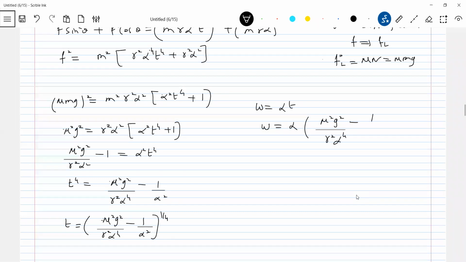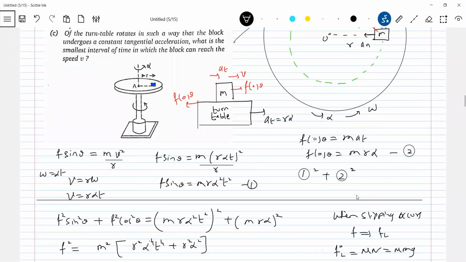You should not get confused here whenever that alpha to the power of 4 comes, as it happens here. You see, in most of the numericals it happens. So if you send alpha inside, it becomes to the power of 4. So mu square, g square, r square, alpha square. So this is the expression for angular speed, the speed at which the block starts slipping. I think all this is very important, to go back to the basics that you learned.